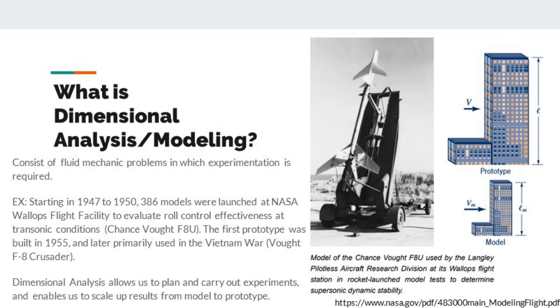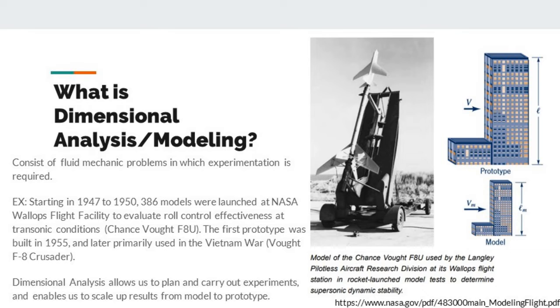So firstly, what is dimensional analysis? Essentially, it consists of fluid mechanic problems where several experiments are required. To put the amount of experiments required into perspective, in order for NASA to first create the prototype of the Chance Vought F8U, they first created 386 models to test whether the prototype will function properly. So you can imagine the amount of materials and funds NASA would need if they decided to run their experiments on prototypes rather than on smaller models.